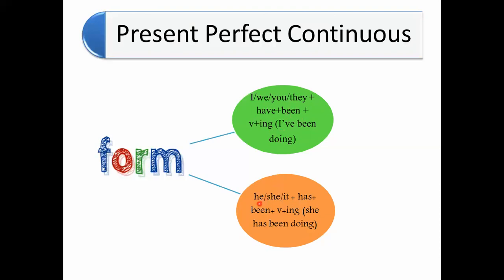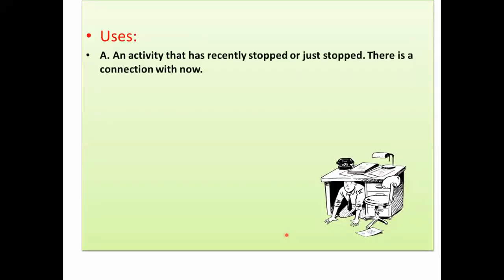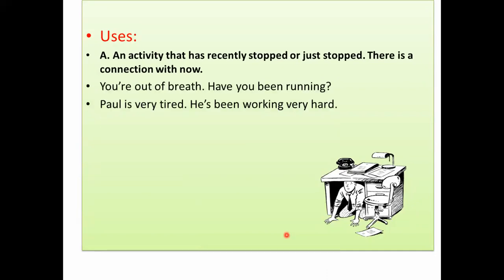When the subject is singular, he, she, it, or a singular noun, we use has instead of have, plus been plus verb-ing. For example, she has been doing. This is the form of the present perfect continuous. Now we come to the uses, the function of this verb, depending on the nature of the actions or the events.